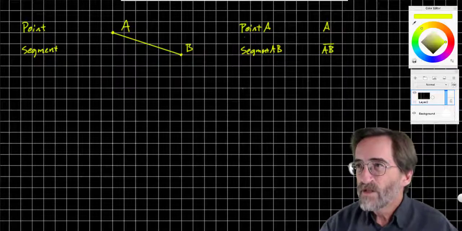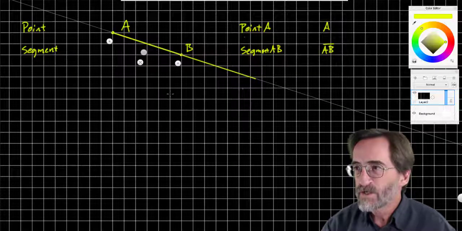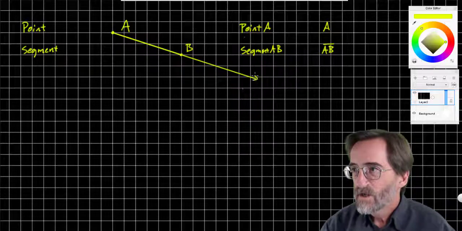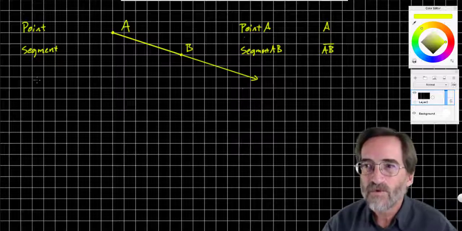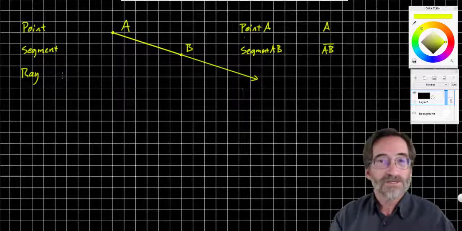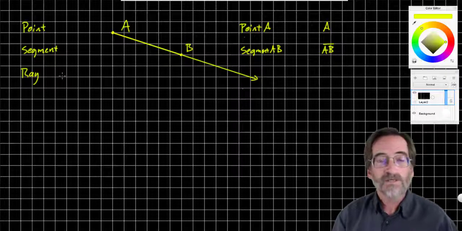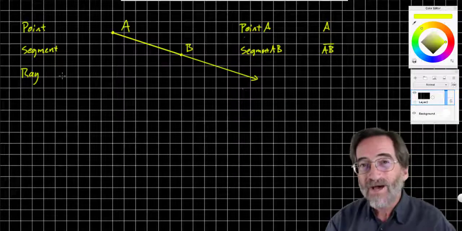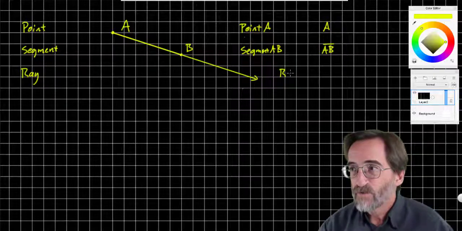Now, if I extend this representation to go forever in one direction, I'll put an arrow on that to indicate that it goes forever and never ever stops. Now we've got a concept known as a ray. And again, this is a representation of a ray, not an actual ray, because a ray has no thickness and it goes forever. It never ever stops in that direction. Okay? And we call what I have drawn ray AB.